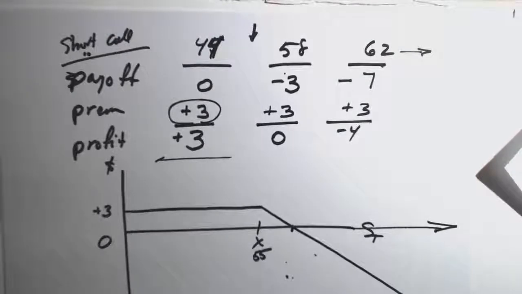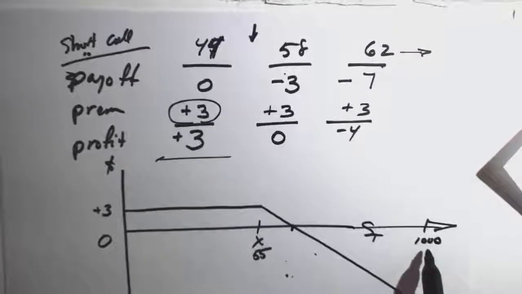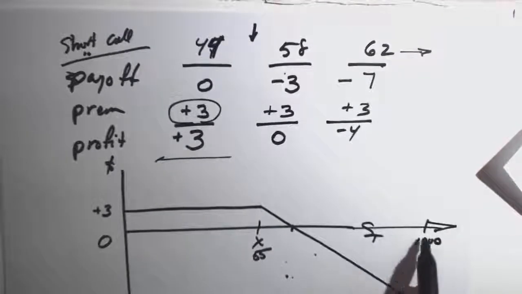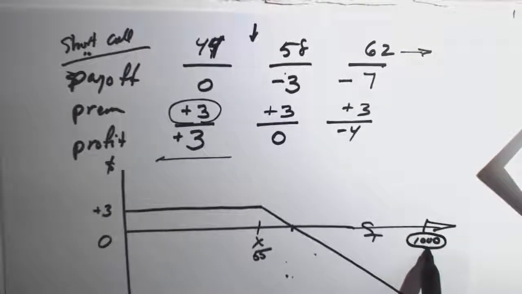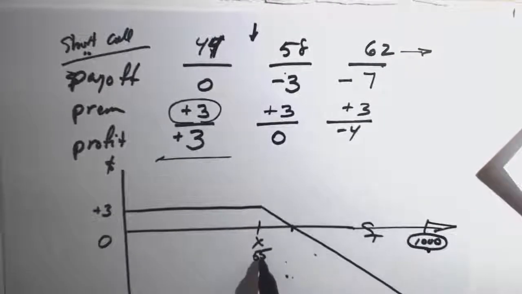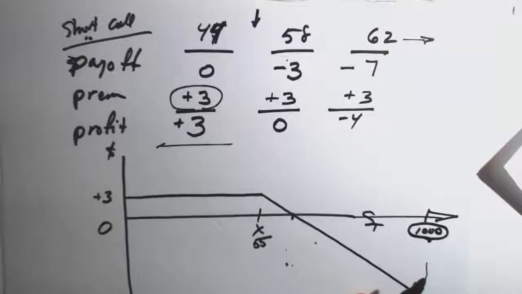Because what you'd be forced to do is buy it in the open market at $1,000, for example, right? If the stock shoots up, you're going to be forced to buy the stock in the open market for $1,000 and turn around and sell it for $55. Well, if you do that, you know you're going to have a huge loss down here.